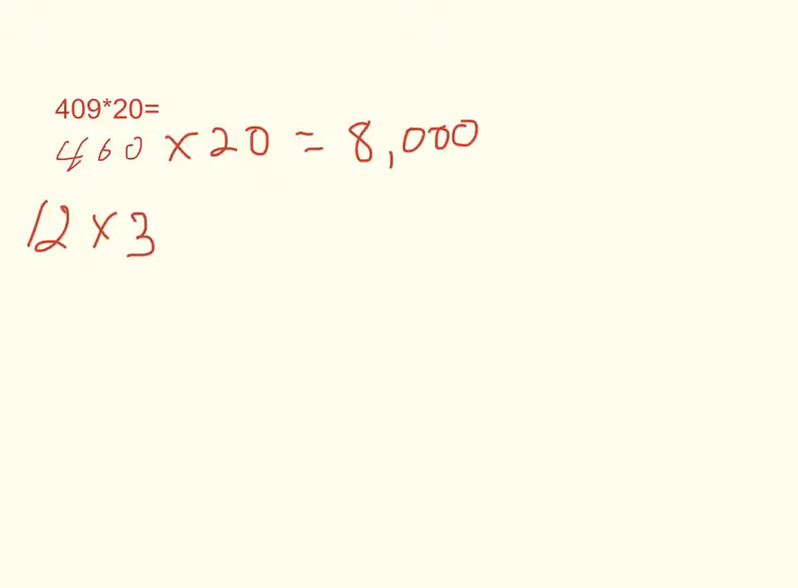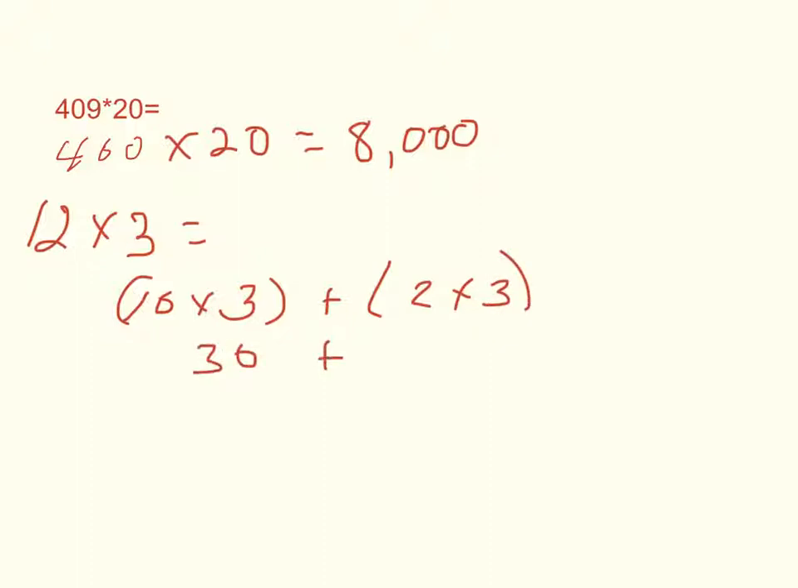How could you break that into... use the commutative property to break that apart? Like you could do 10 times 3 plus 2 times 3, and that gives you 30 plus 6, which equals 36.